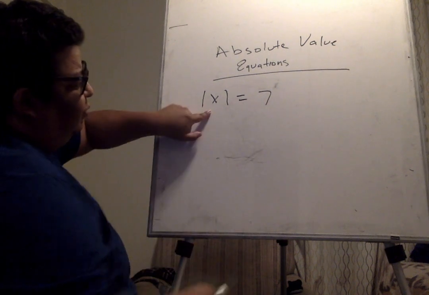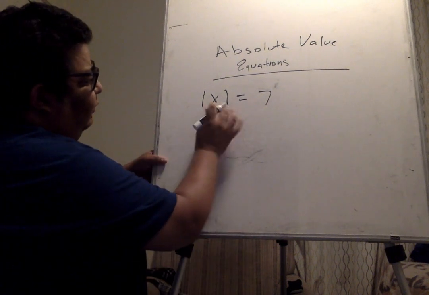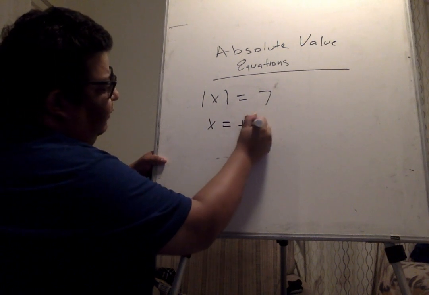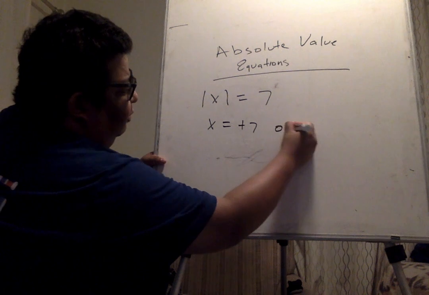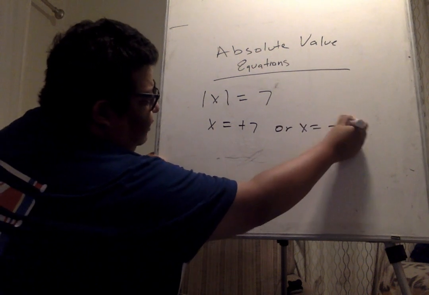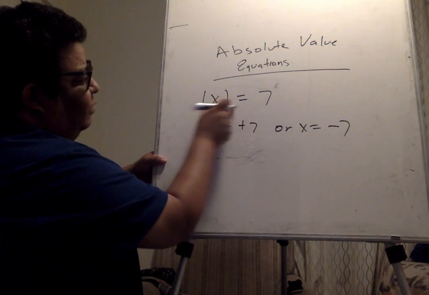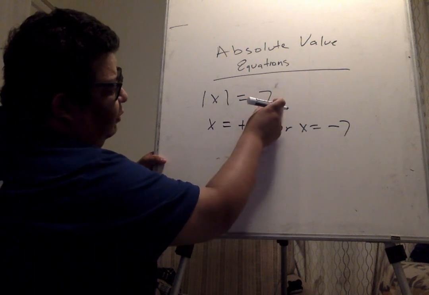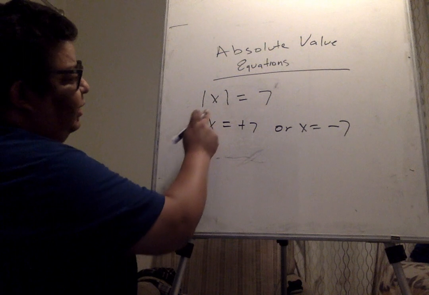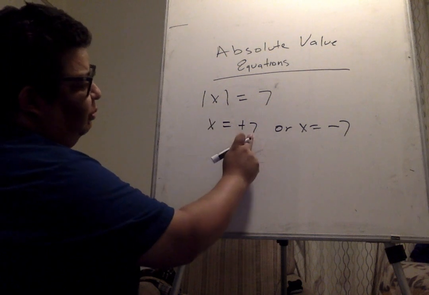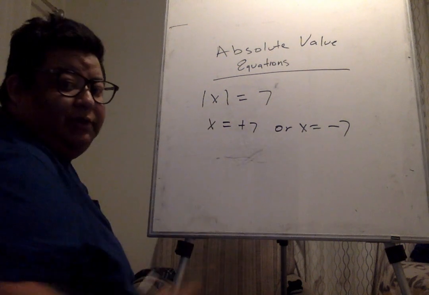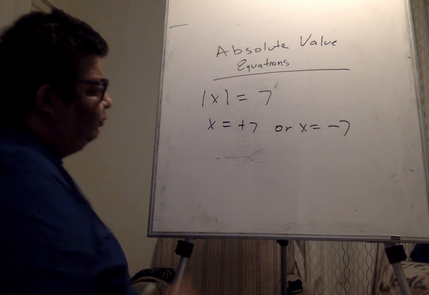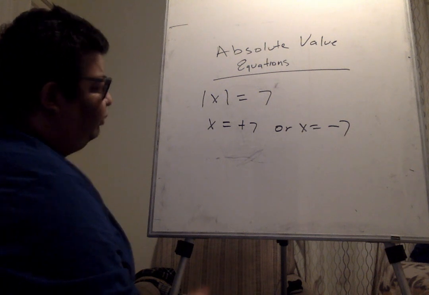So for this one, whatever is in the brackets, we set equal to positive 7 or negative 7. Whatever is inside the brackets we set equal to positive, whatever is here, or negative whatever is here. So the answer to this one would be x equals positive 7 or x equals negative 7. That's the first answer. Let's go to our next example.